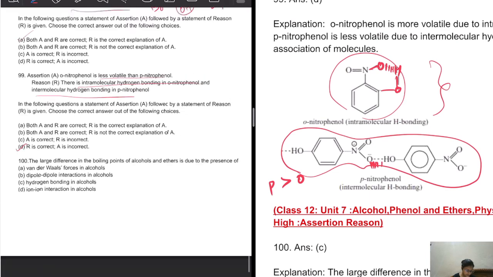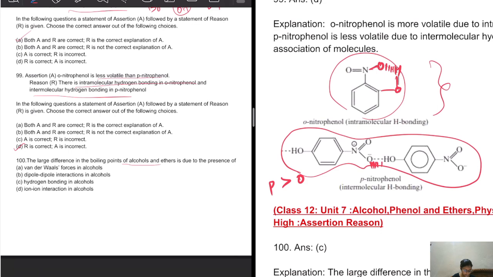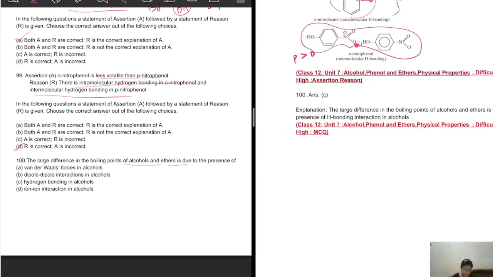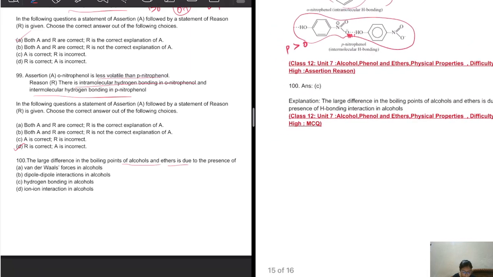Let's see the next question. The large difference in the boiling points of alcohol and ether is due to the presence of. Now again you see, it is because of the hydrogen interaction in alcohol. OH has a stronger bond. This is hydrogen bonding, which is stronger. In ether, there is no such bond. It is hydrogen bonding in alcohol. So I hope this is clear.